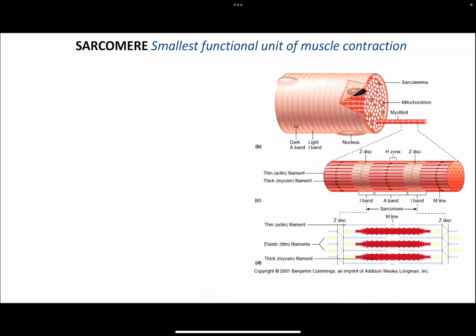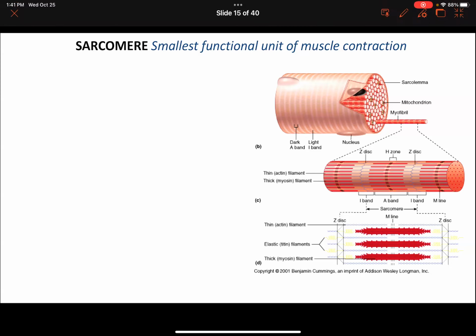Again, the sarcomere is the smallest functional unit of muscle contraction. I like to show this a couple of times just because you're exposed to it more with different images. So again, we have these alternating dark and light bands, A and I, respectively. Remember, A is where you've got that overlap of the myosin and the actin. When you just have myosin, it's called the H band. An entire sarcomere is, again, from Z disc to Z disc.